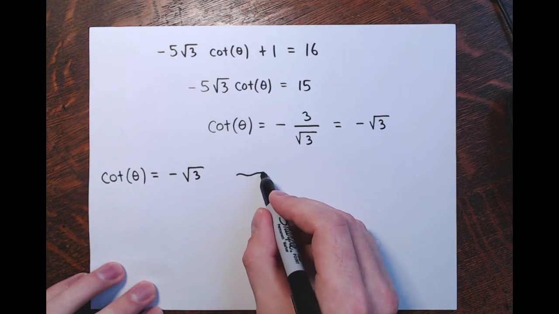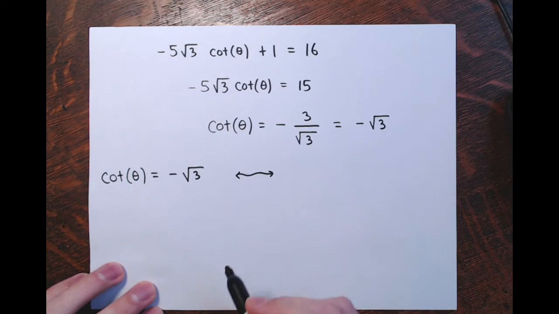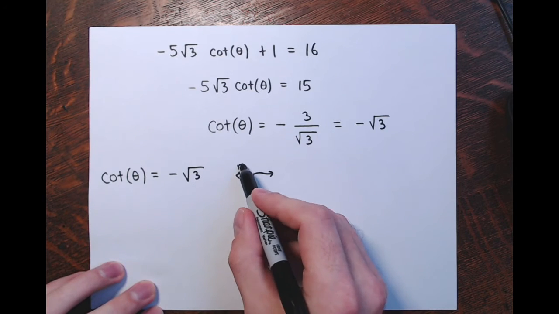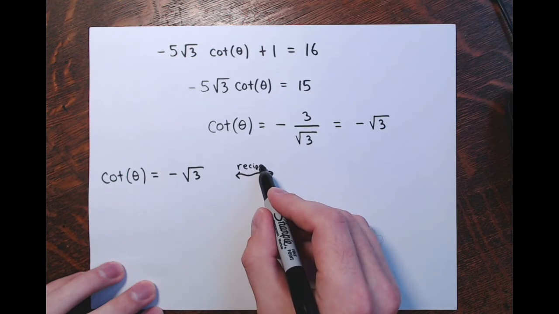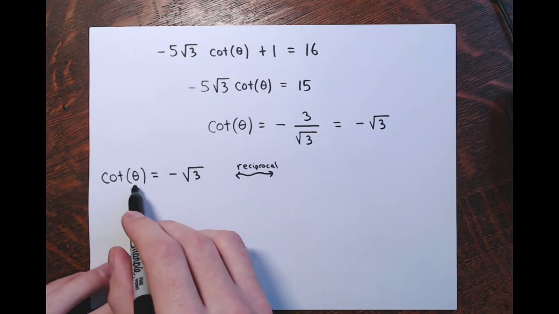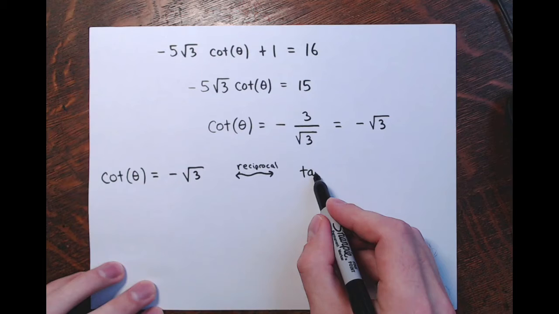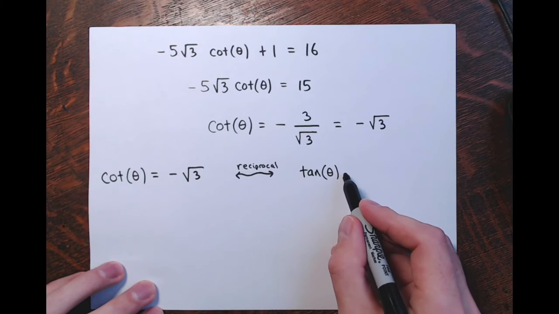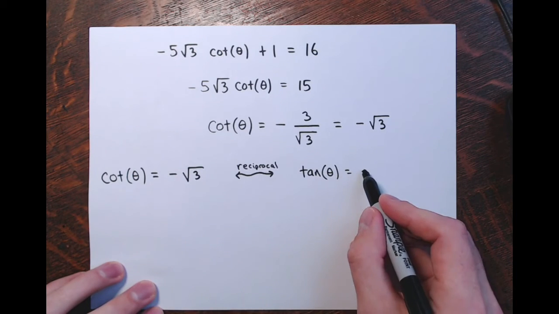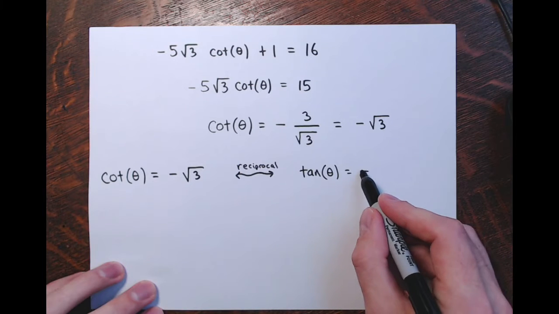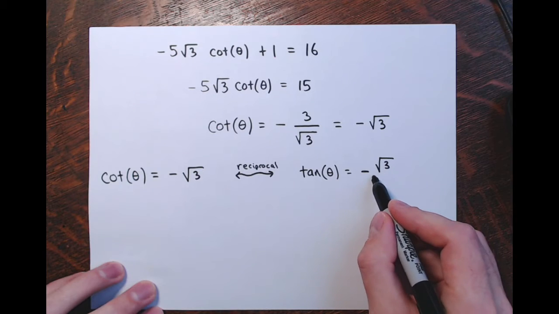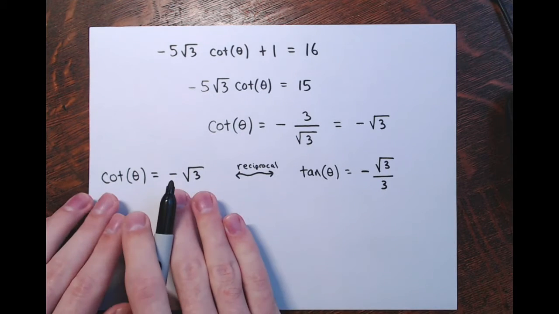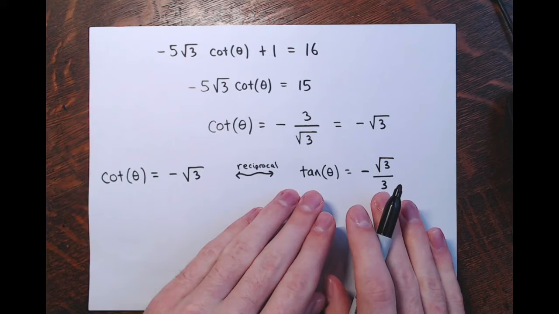If for some reason you don't like working with cotangent, you'd rather look at tangent, once you've got the function isolated like this, you could take the reciprocal of both sides. The reciprocal of cotangent is tangent, and the reciprocal of this number would be negative 1 over the square root of 3. When you rationalize, that would be negative square root of 3 over 3. So solving this equation is equivalent to solving this equation.